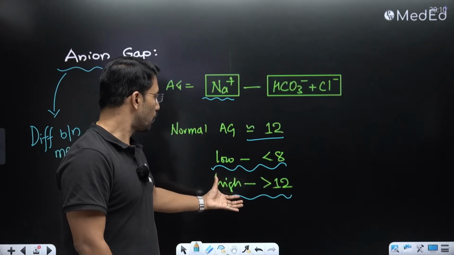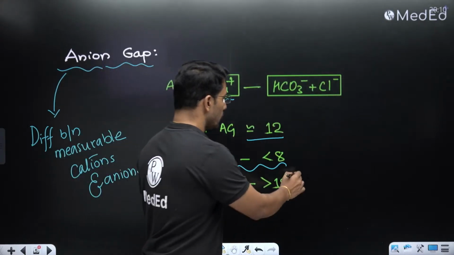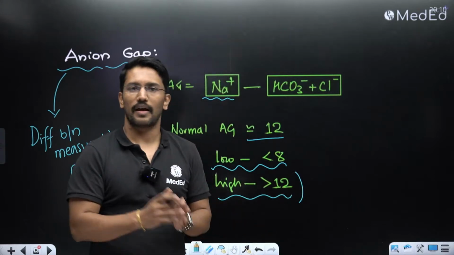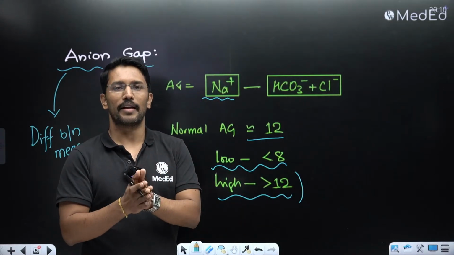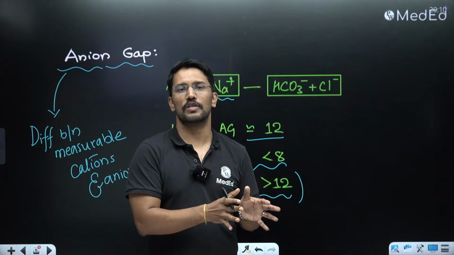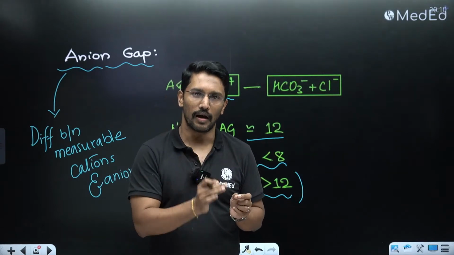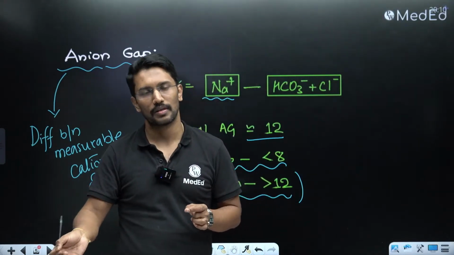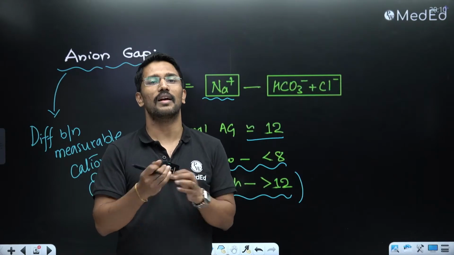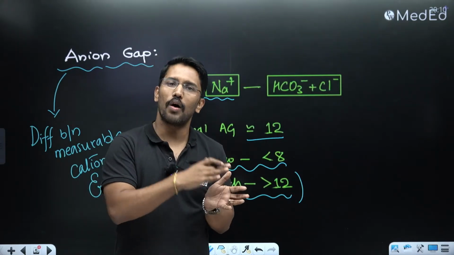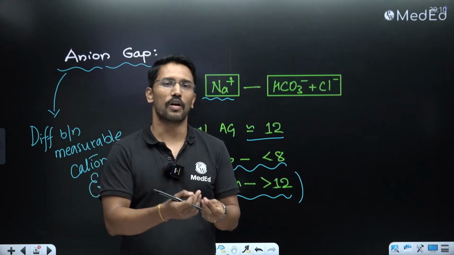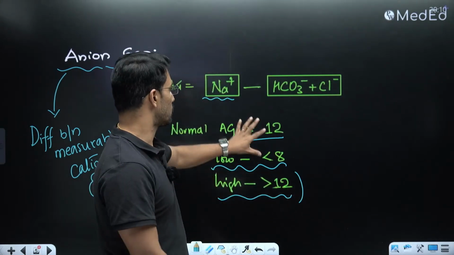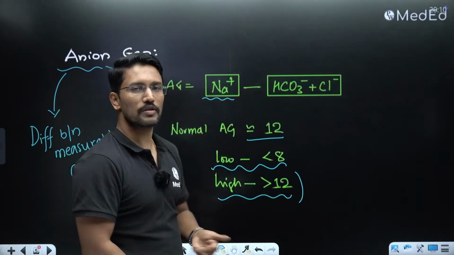Most importantly, we have to differentiate whether there is high anion gap or not. If there is a high anion gap, then there is a set of causes for it. We call it HAGMA, or high anion gap metabolic acidosis. Similarly, we have a condition called NAGMA, that means non-anion gap metabolic acidosis or normal anion gap metabolic acidosis. Now you might ask me, sir, what if the potassium value is also given?